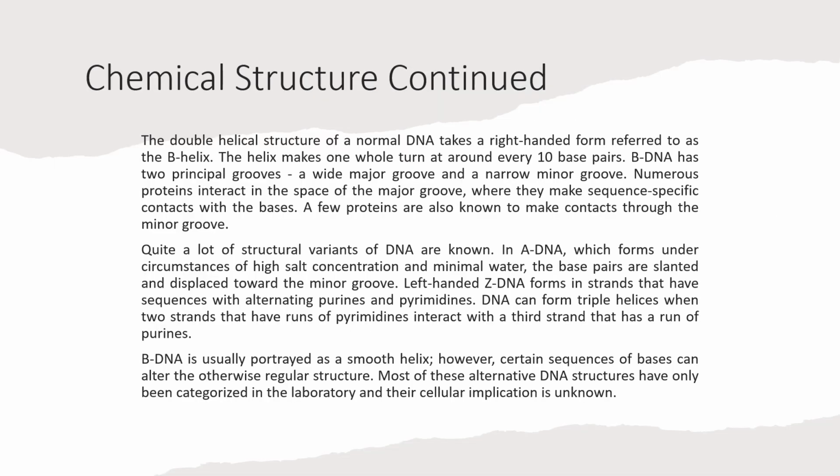The double helical structure of a normal DNA takes a right-handed form referred to as the B helix. The helix makes one whole turn at around every 10 base pairs. B DNA has two principal grooves, a wide major groove and a narrow minor groove. Numerous proteins interact in the space of the major groove, where they make sequence-specific contacts with the bases. A few proteins are also known to make contacts through the minor groove.